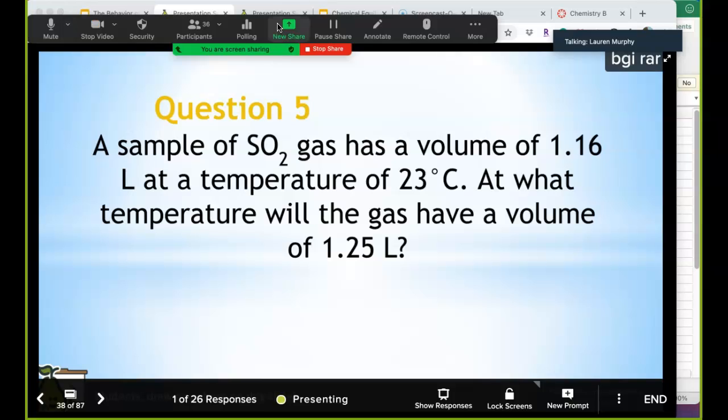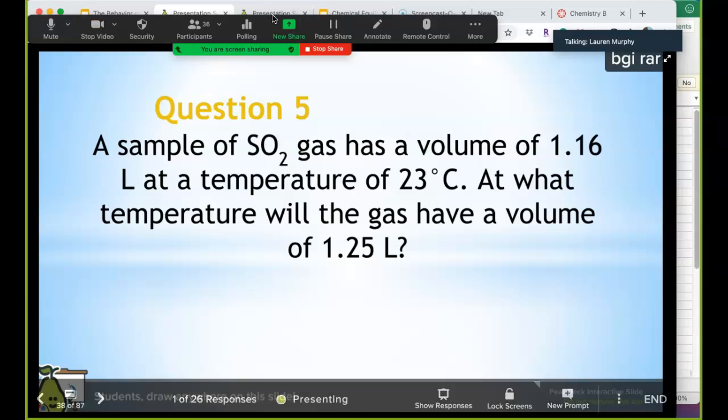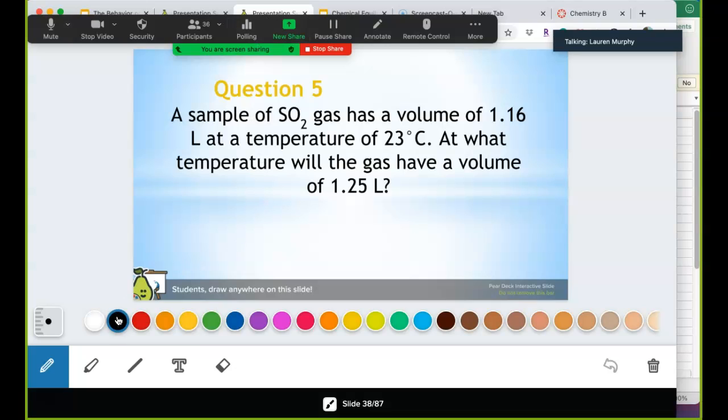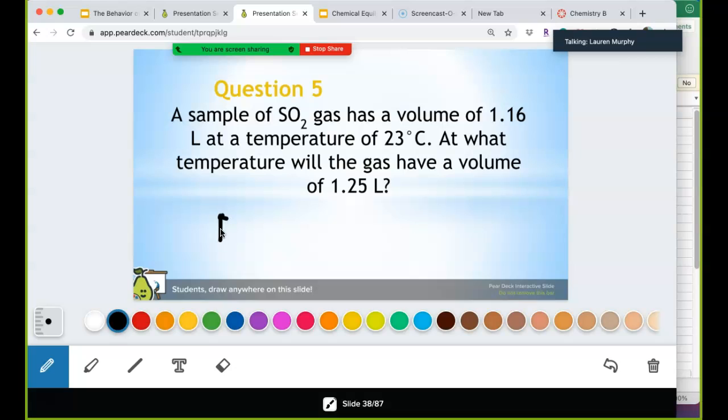As long as you can use the combined gas law, you know all of the other individual gas laws. So we're just going to do this warm up today. And then again, let's remember what our combined gas law is. It's P1 V1 over T1 equals P2 V2 over T2. This is the combined gas law.